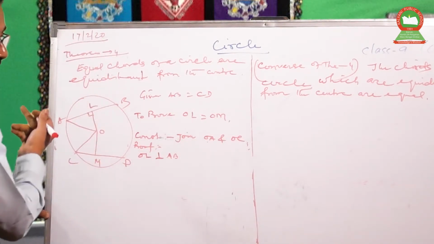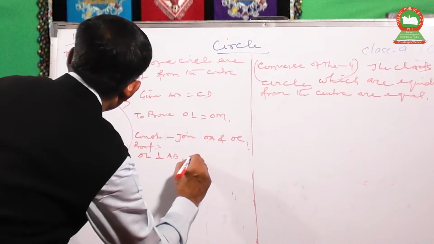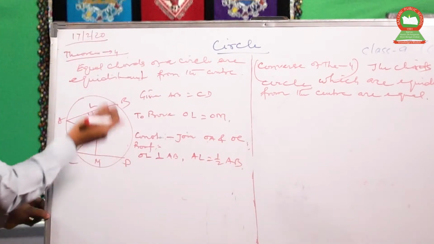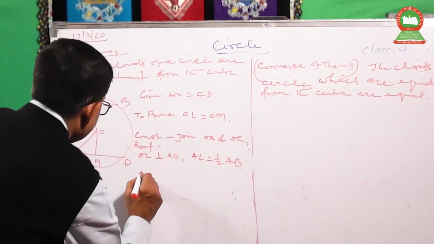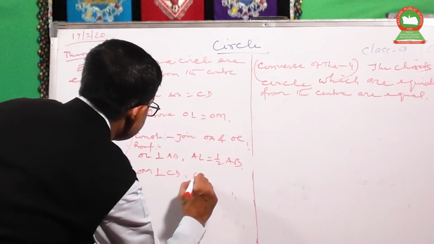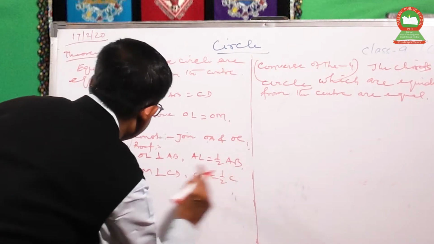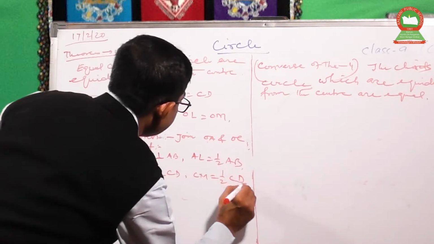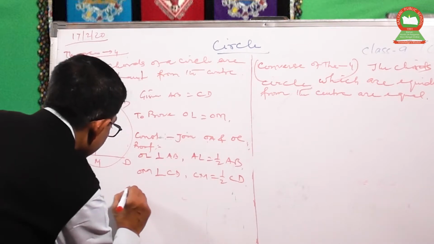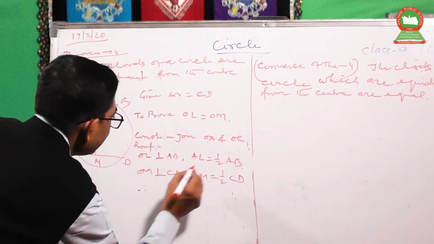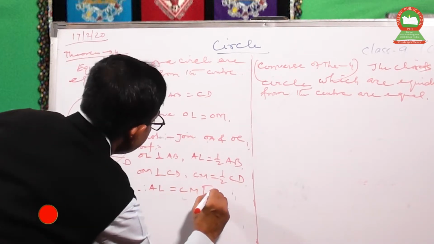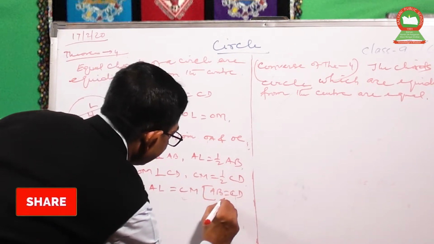OL is perpendicular to AB. Therefore, AL will be equal to half of AB. We know this property from the previous theorem. And OM is perpendicular to CD. Therefore, CM will be half of CD. Therefore, AL must be equal to CM because AB equals CD is given.